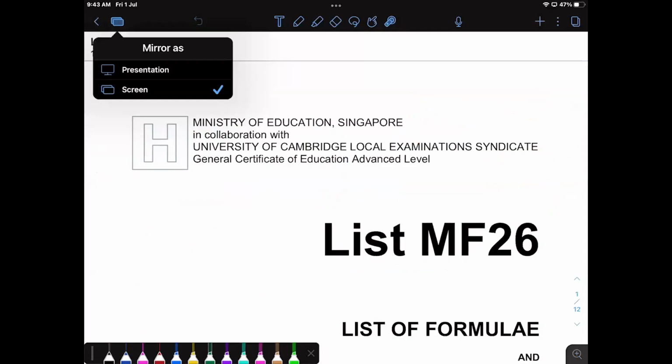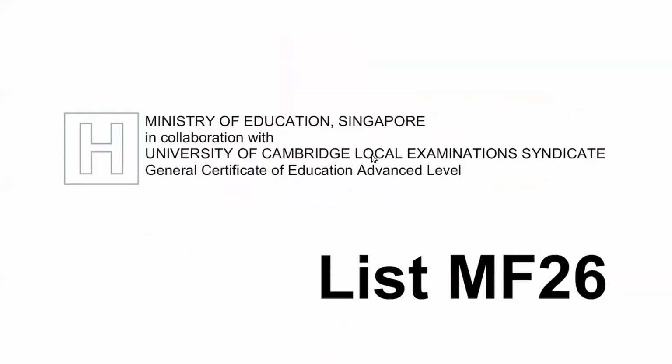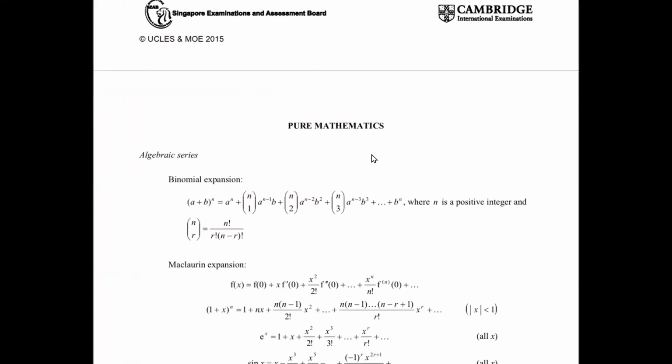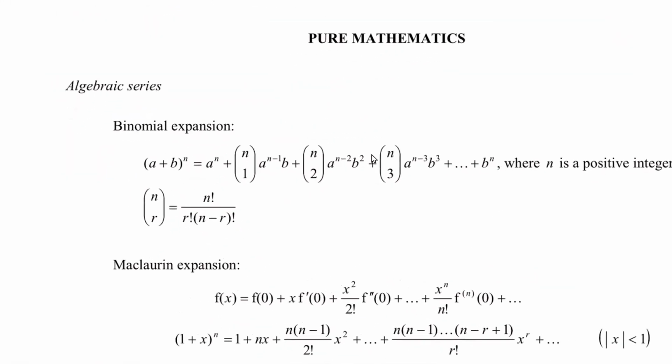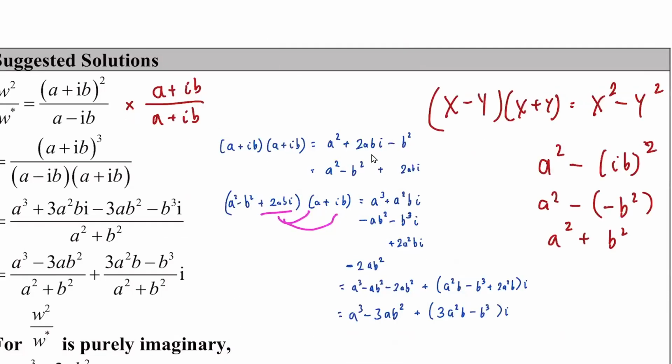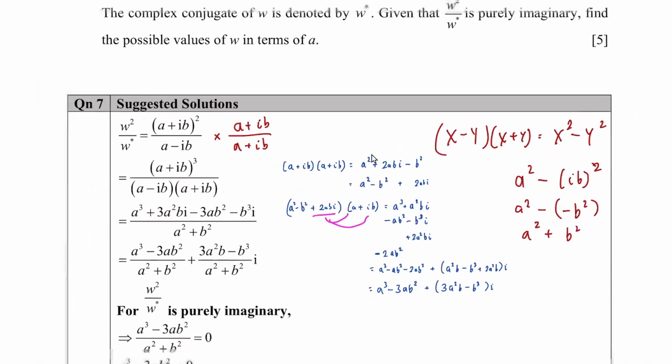Okay, MF26, finally. Let's take a look at the MF26. So over here in MF26, you want to use the binomial expansion formula. It is provided at the bottom over here. Okay, binomial expansion. This is the formula. Let's see how we can use it. Let me just take a screenshot. Then I'll move over to the next screen. Okay, how do we use it? Let's take a look.